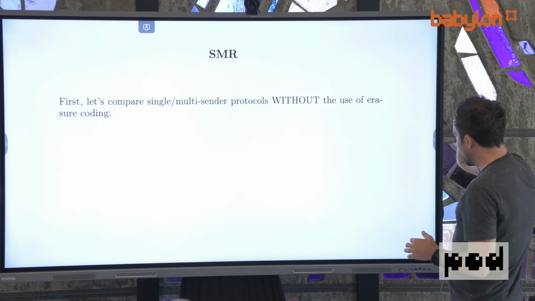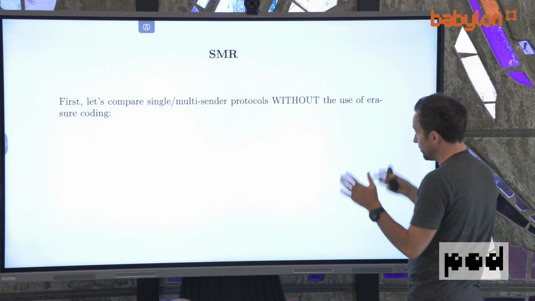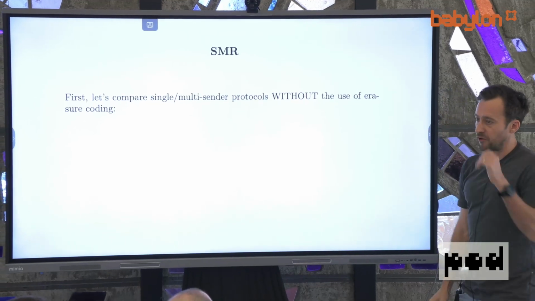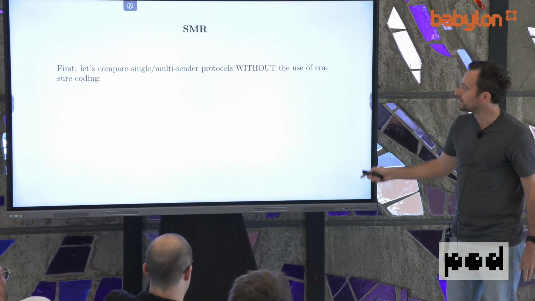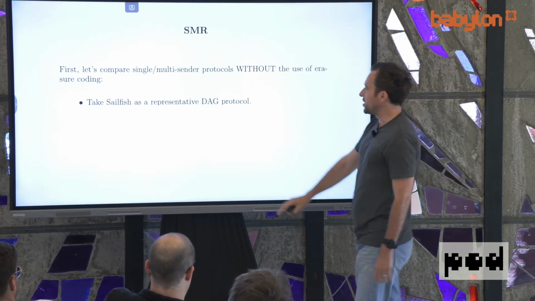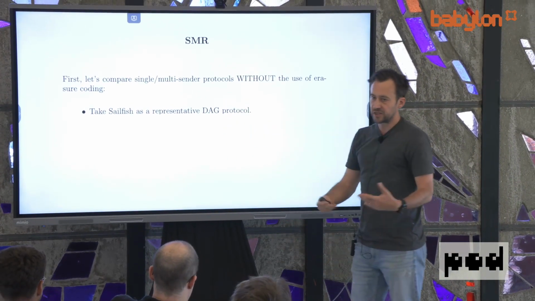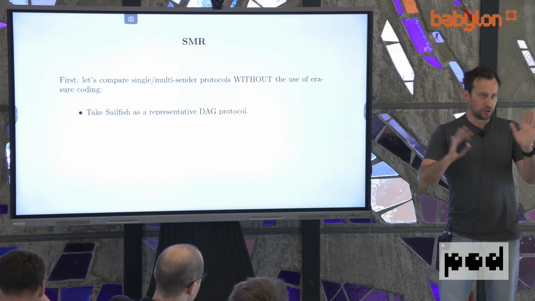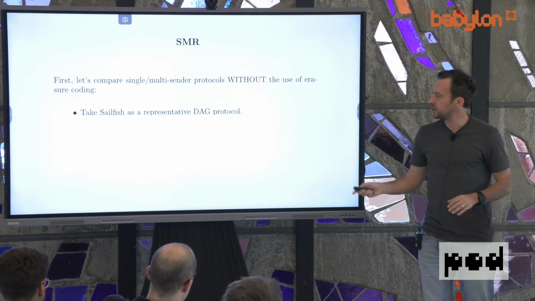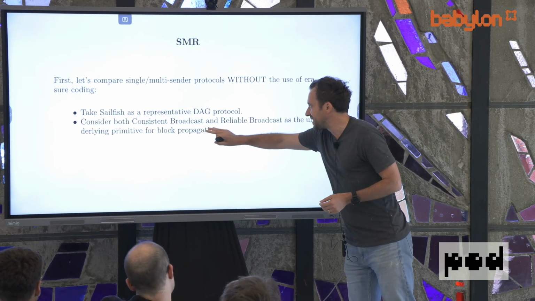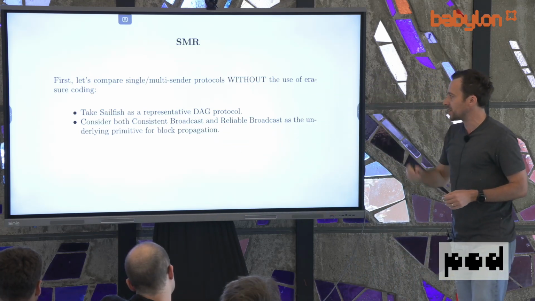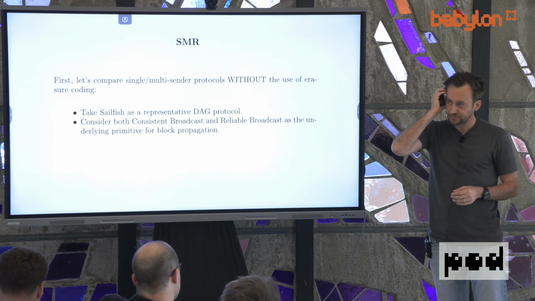To begin with, though, I'm going to compare single-sender and multi-sender protocols without the use of erasure coding. Perhaps not surprisingly, erasure coding changes everything. I'm going to take Sailfish as a representative example of a certified DAG protocol. You could consider other ones; you'll get a fairly similar picture. Importantly, we're going to consider both consistent broadcast and reliable broadcast as the underlying primitive for block propagation.